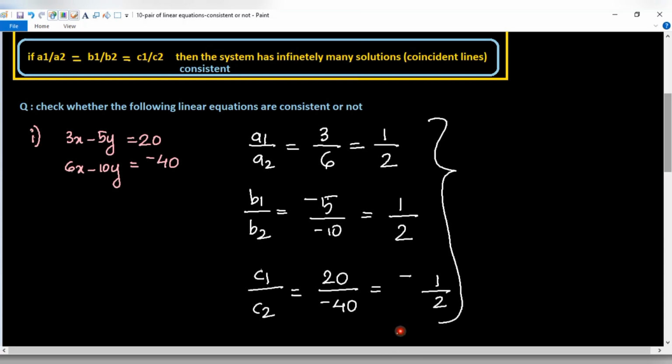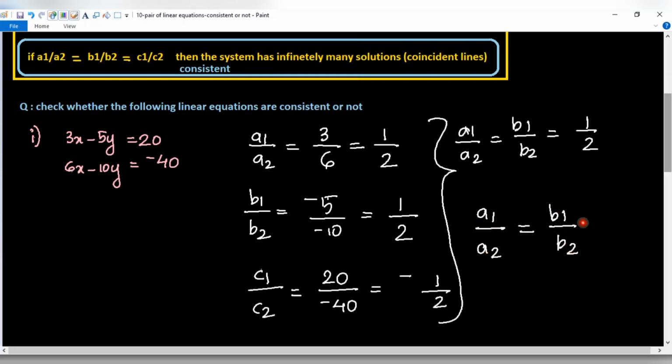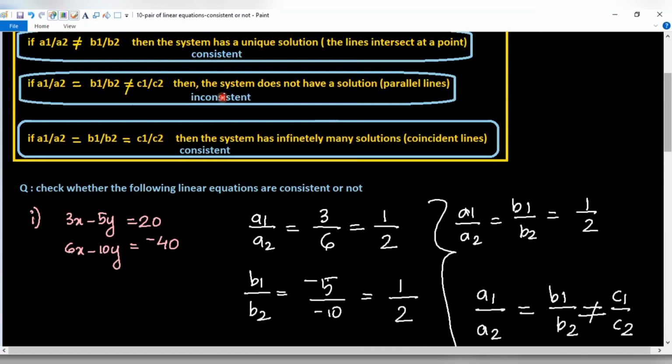See, A1 by A2 is same as B1 by B2, right? A1 by A2 is equal to B1 by B2 is equal to 1 by 2. But C1 by C2 is negative 1 by 2. So we can say A1 by A2 is equal to B1 by B2, but it is not equal to C1 by C2. That means it comes under parallel lines. See, this is the condition which is satisfied by this given equation.